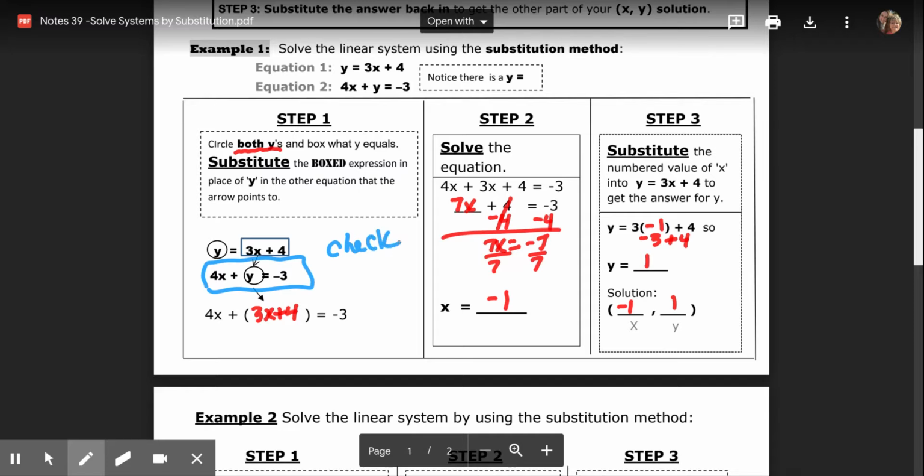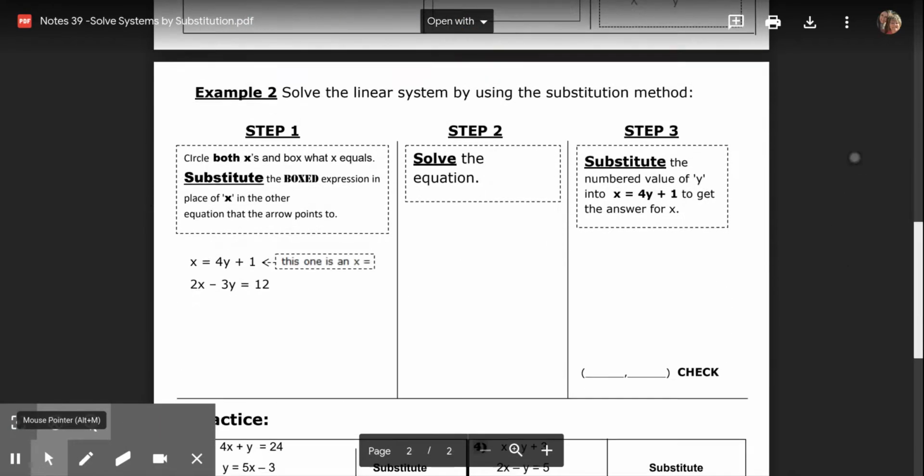So 4 times x, 4 times -1 is -4, plus y is 1. Is -4 plus 1 equal to -3? Yes, it checks out just fine. All right, let's go ahead and look at example 2.